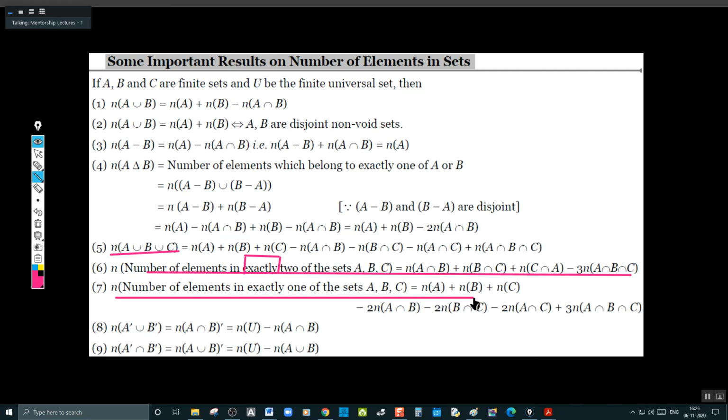Similarly, the number of elements in exactly one of the sets A, B, C is n(A) plus n(B) plus n(C) minus twice n(A intersection B) minus twice n(B intersection C) minus twice n(A intersection C) plus 3 times n(A intersection B intersection C). We need only exactly one of the sets, and this is complement: n(A complement union B complement) is equal to n((A intersection B) whole complement). I'll explain it in the next session, through the diagram.